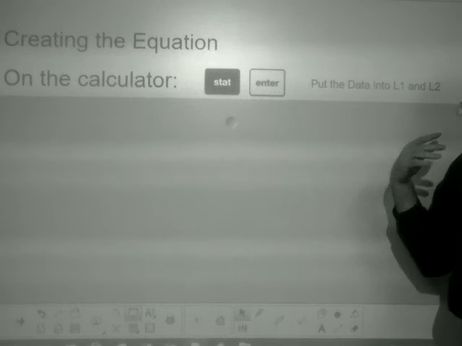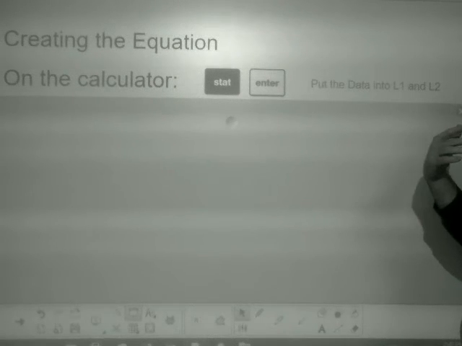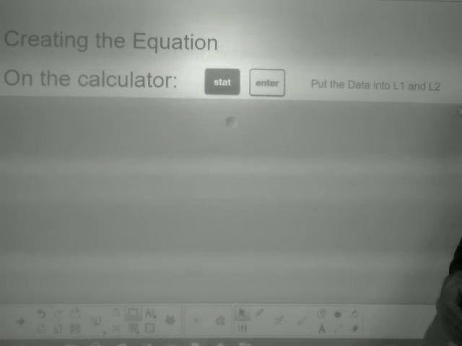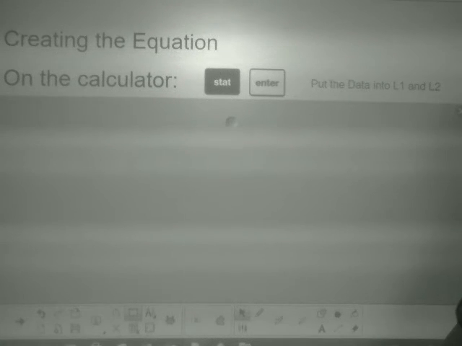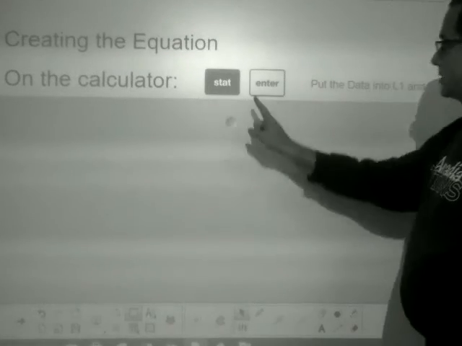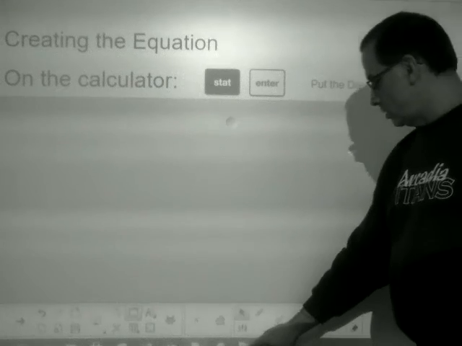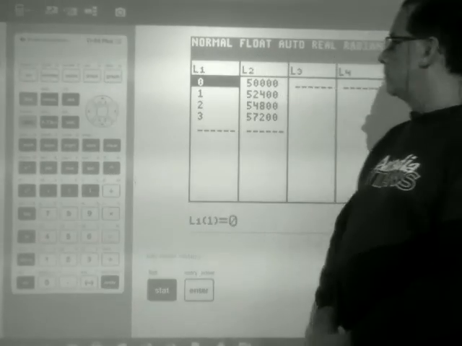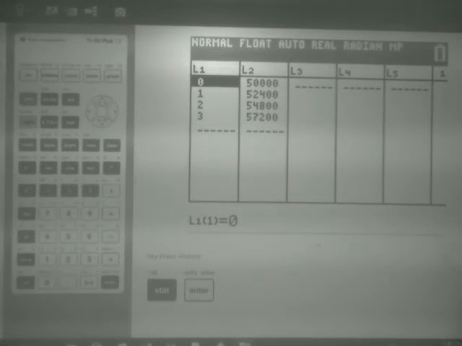Earlier this year, we took information and we calculated, and we only put the data into list 1. Well, now we're going to put it into list 1 and list 2. So if this is my calculator, it says I have to hit stat, then hit enter. So I'm going to press stat, then enter. And I'm going to put my data into list 1 and list 2.